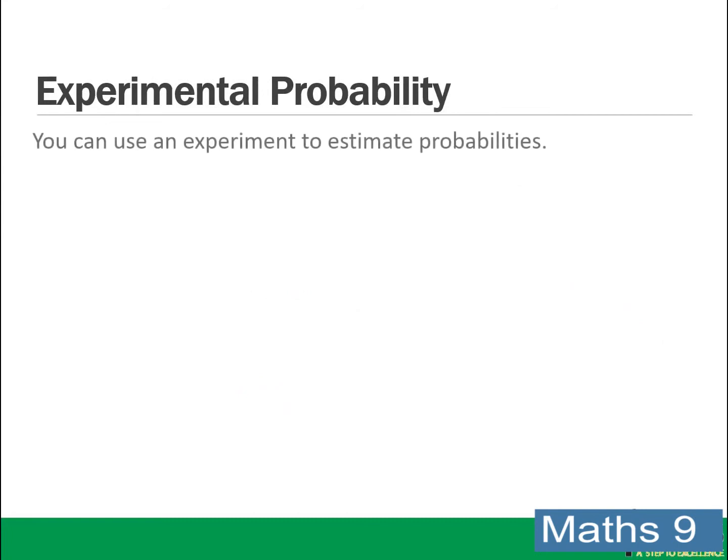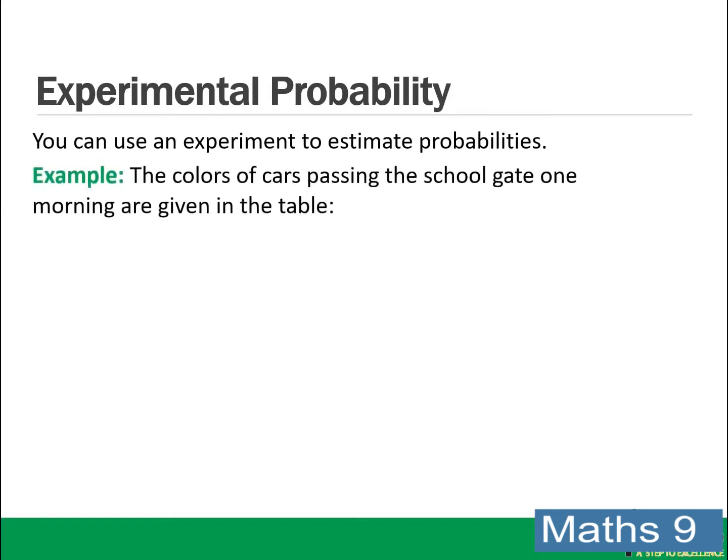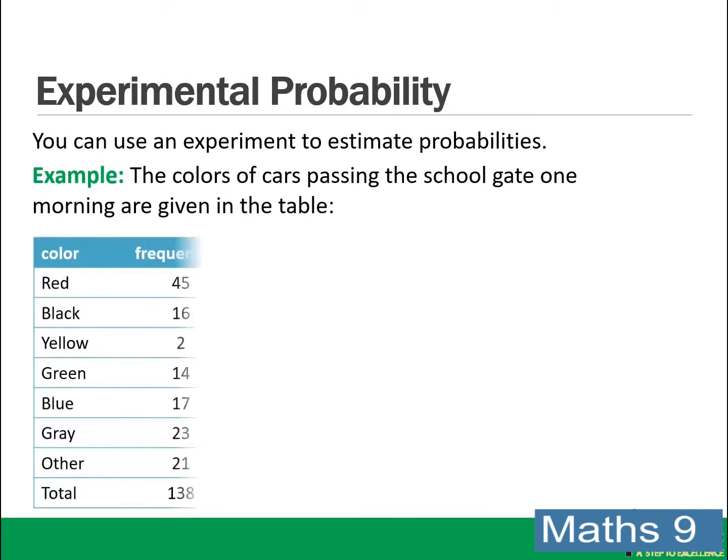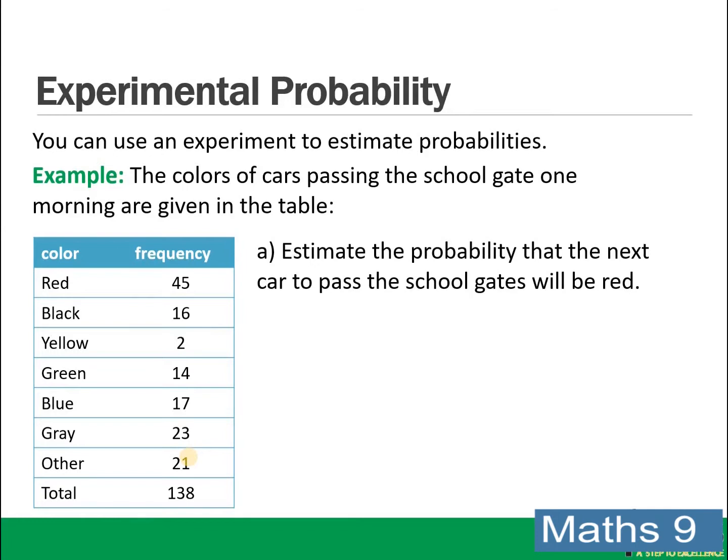Experimental probability. You can use an experiment to estimate probabilities. For example, the colours of cars passing the school gate one morning are given in this table. Red, black, yellow, green, blue, grey, other: 45, 16, 2, 14, 17, 23 and 21, and in total there are 138 cars. Estimate the probability that the next car to pass the school gates will be red.